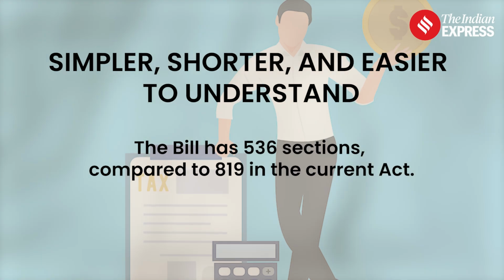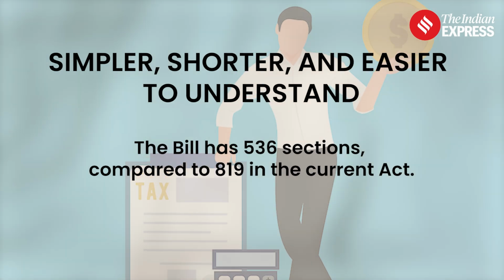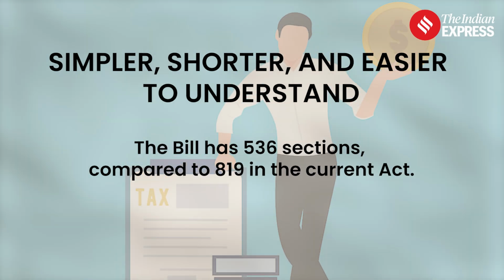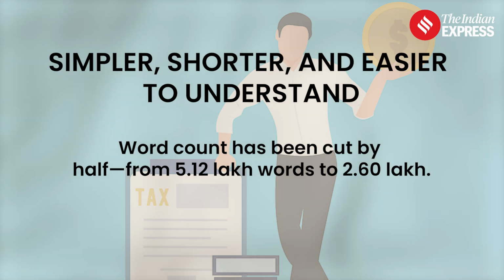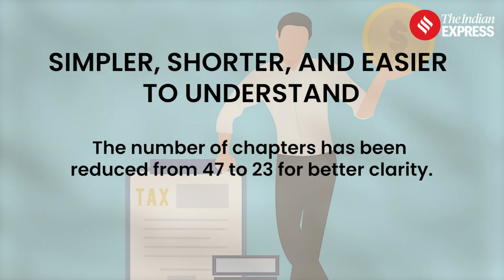The bill has 536 sections compared to 819 in the current Act. Word count has been cut by half, from 5.12 lakh words to 2.60 lakhs. The number of chapters has been reduced from 47 to 23 for better clarity. A major improvement: more than 57 tables now organize critical taxpayer details like deductions, TDS, TCS rates, and exemptions compared to just 18 tables in the old Act.